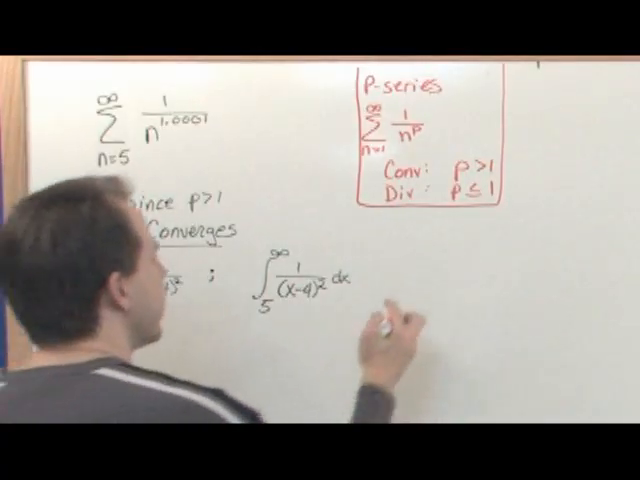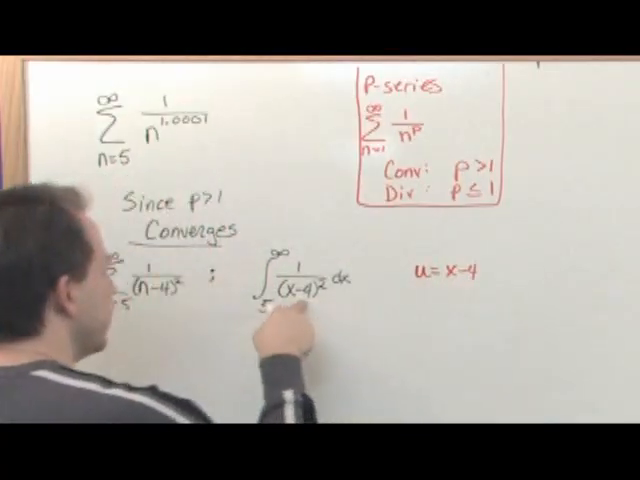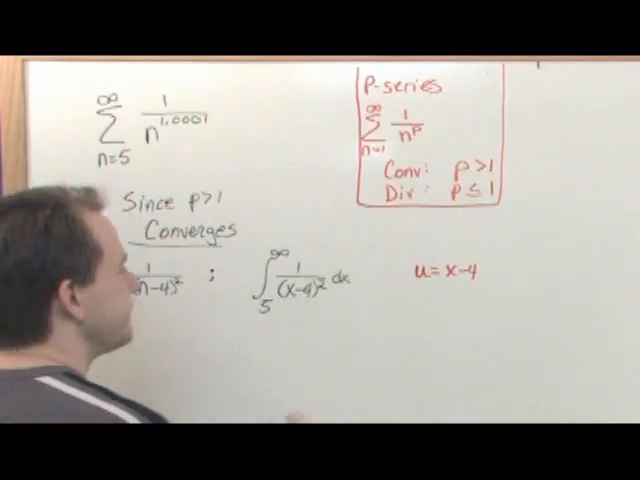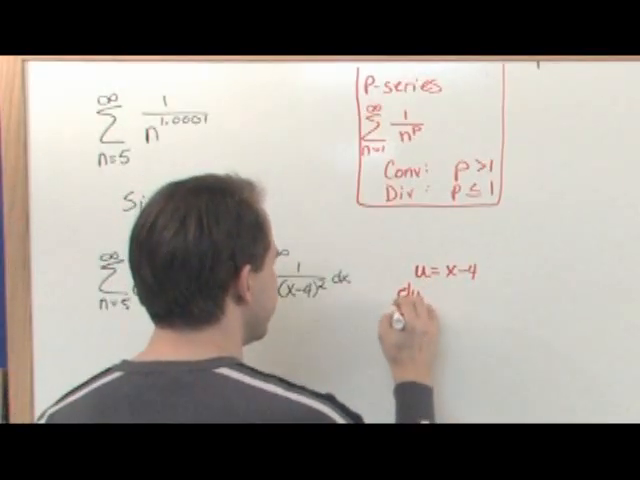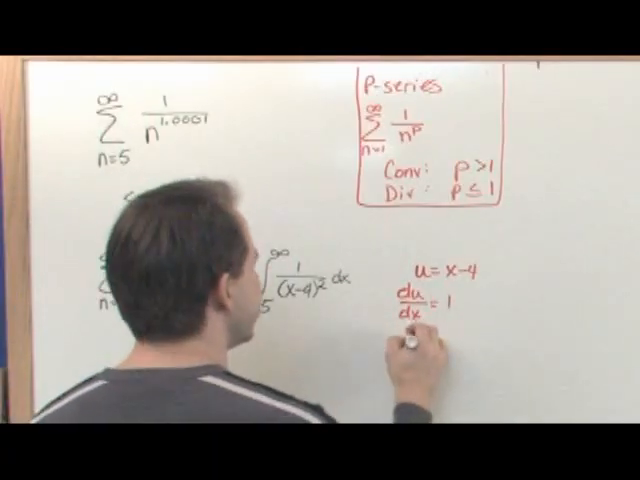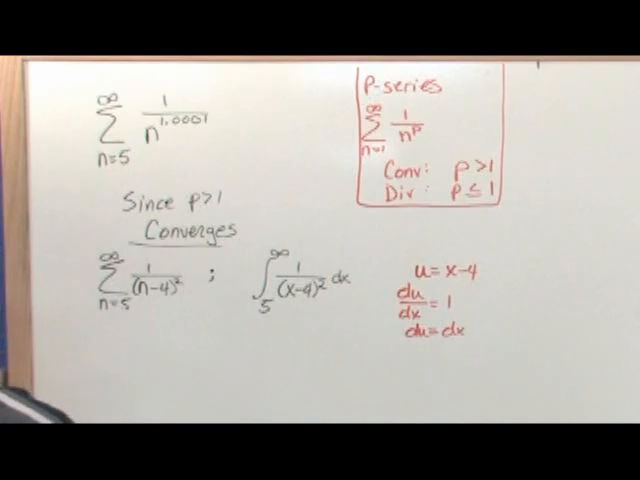Well, this is going to be solved by substitution, and we're going to say u is equal to x minus 4, which is the bottom here. And we're going to do that because we want a polynomial down there. It's easy to integrate. So we'll say du/dx is equal to 1, and so then du is equal to dx. Okay? So let's go ahead and plug it in.